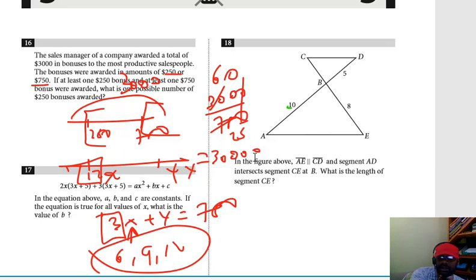Okay, 18. In the figure above, AE is parallel to CD, and the segment AD intersects the line segment at B. So what's the length of CE? You're asked to find this one. If these two lines are parallel, obviously this angle and this angle are equal by alternate interior angles. And this one is the same as this one.